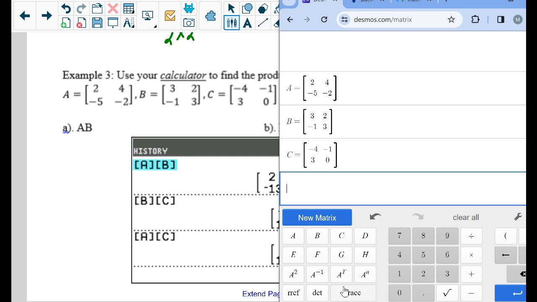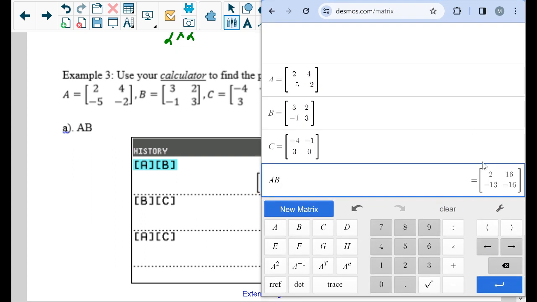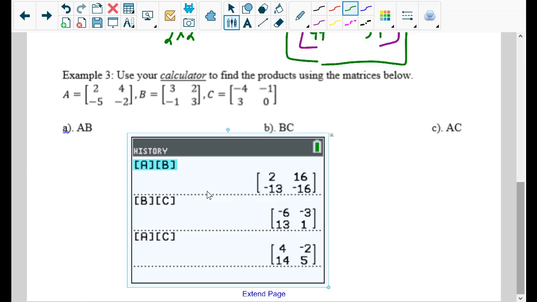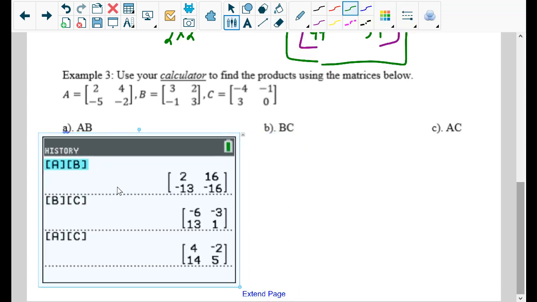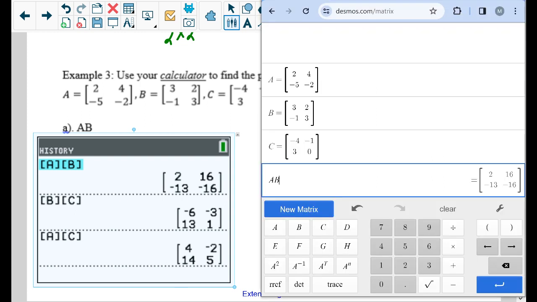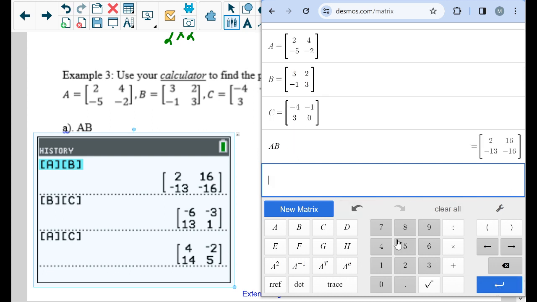And now, when I do my calculations, I'm just taking matrix A times matrix B. And it does this multiplication for me. I don't really have to do anything different. And you can see 2, 16, negative 13, and negative 16. There's my answer. There's AB.